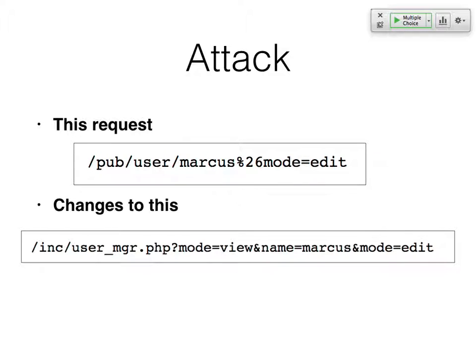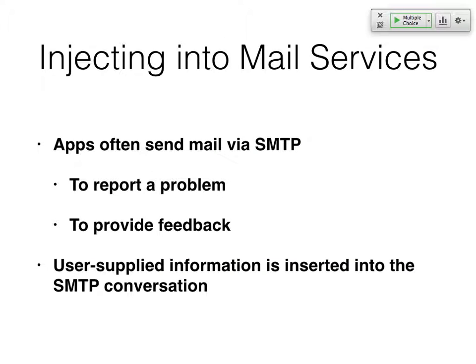So you send this request, you put in Marcus %26 mode equals edit, and now it will turn into this. The %26 is the ampersand, so it will put in the name Marcus %26 mode equals edit, which will be interpreted as another parameter called mode. So now I'm able to add another parameter I wasn't supposed to be able to handle. It was supposed to be handled somewhere else in the logic, like admin equals true or something like that. That's the game there. And then you can inject into mail.